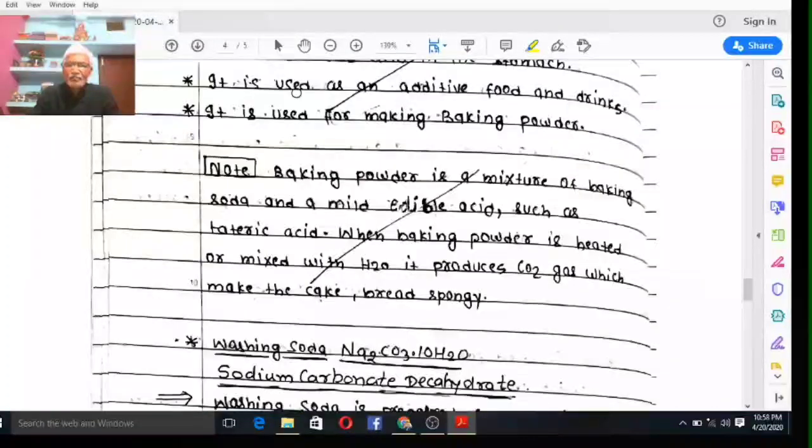Baking powder is a mixture of baking soda and a mild edible acid such as tartaric acid. When baking powder is heated or mixed with water, it produces carbon dioxide gas which makes the cake or bread spongy.